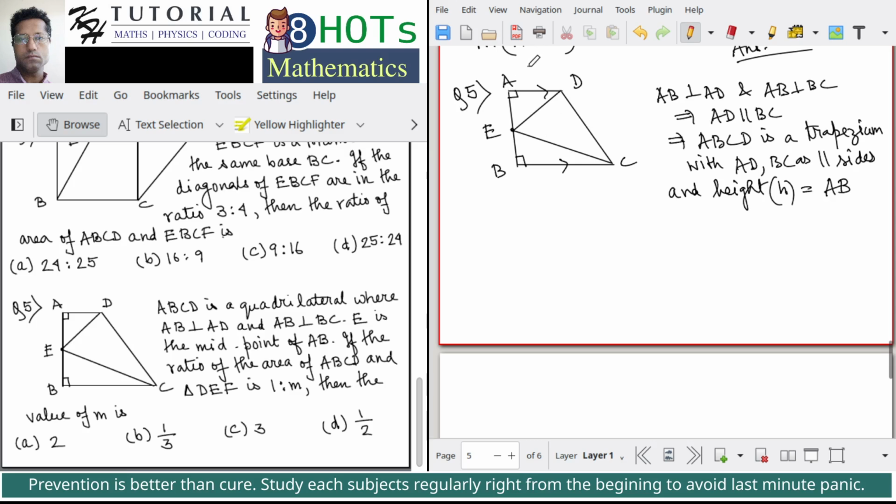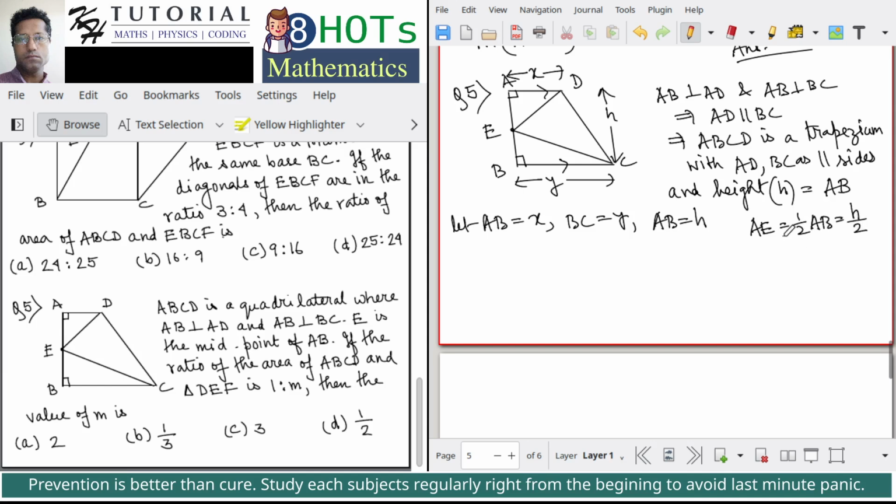Instead of writing AB, AD and BC repeatedly, let AD equal X, BC equal Y, and the height AB equal H. Now we will have AE. Since E is the midpoint of AB, AE will be half of AB, which is H by 2. Similarly, BE will be equal to AE, which is H by 2.